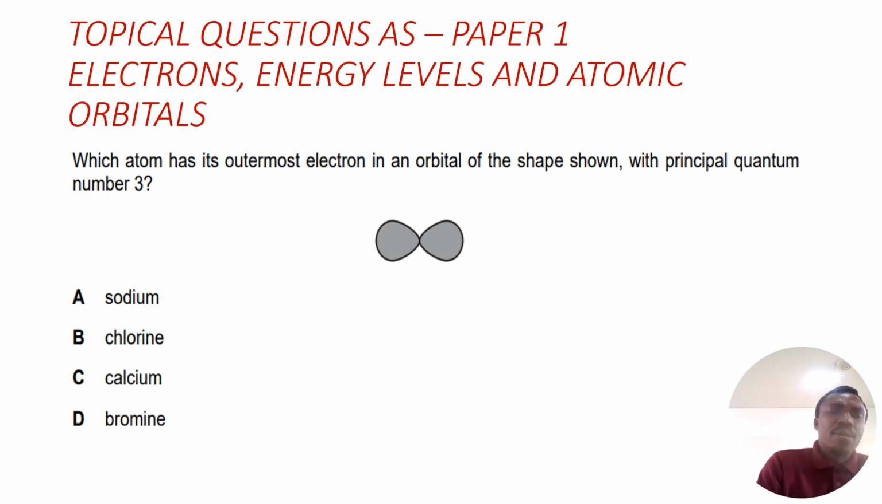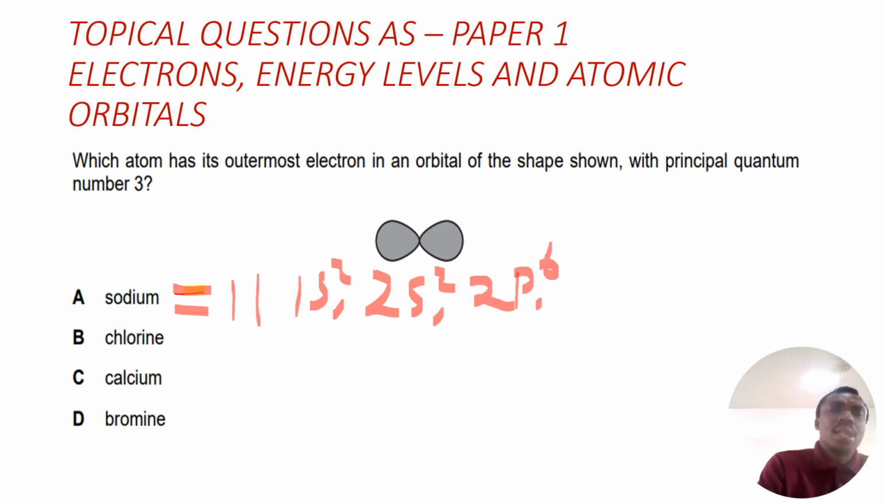So let's start with sodium. Sodium is 11, which is 1s2, 2s2, 2p6, then 3s1. On the principal quantum number 3, sodium has the s subshell, which is spherical in shape. The s orbital is spherical, so sodium is not the answer.